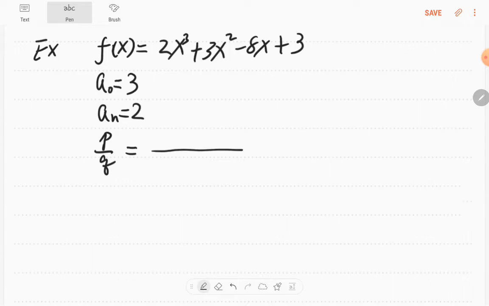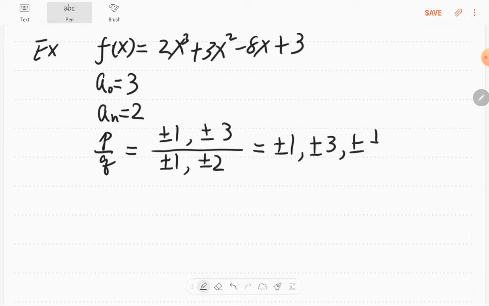So our possible rational zeros is actually the factor. The top is the factor of A0, which is plus minus 1, plus minus 3, right? The denominator is the factor of AN, which is plus minus 1, plus minus 2. So it would be plus minus 1, or plus minus 3, or plus minus 1/2, or plus minus 3 over 2. So you have 8 choices, right?